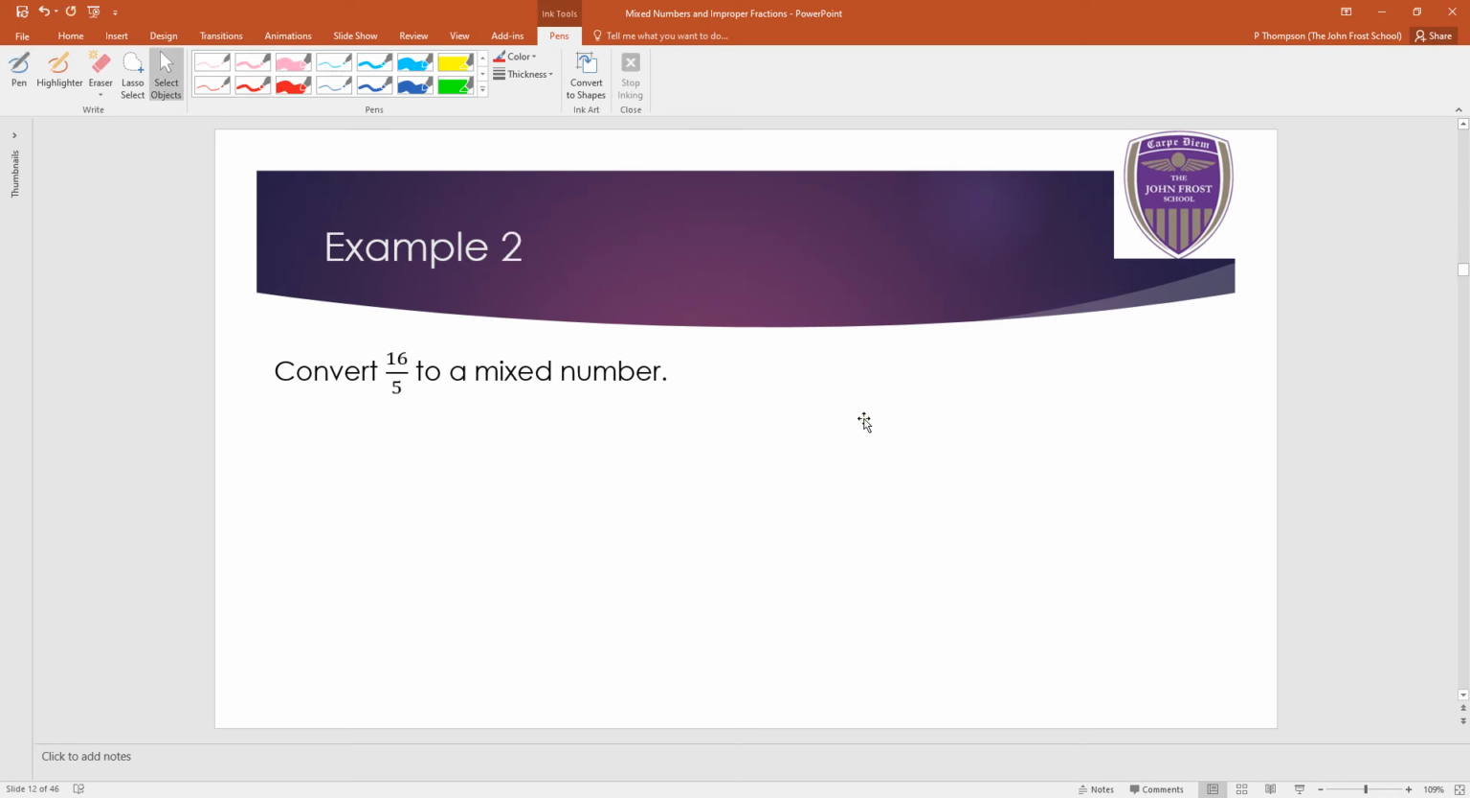This one, maybe try this one yourself. Perhaps pause the video and have a go. Draw a picture if you have to. There is a shortcut you can use, but you can work it out for yourself. Okay, welcome back. Now let's say I'm dealing with fifths here. I know there are 5 fifths in a whole one. So 1, 2, 3, 4, 5. And I've got to do 16 of them. 16 fifths. That's 5.